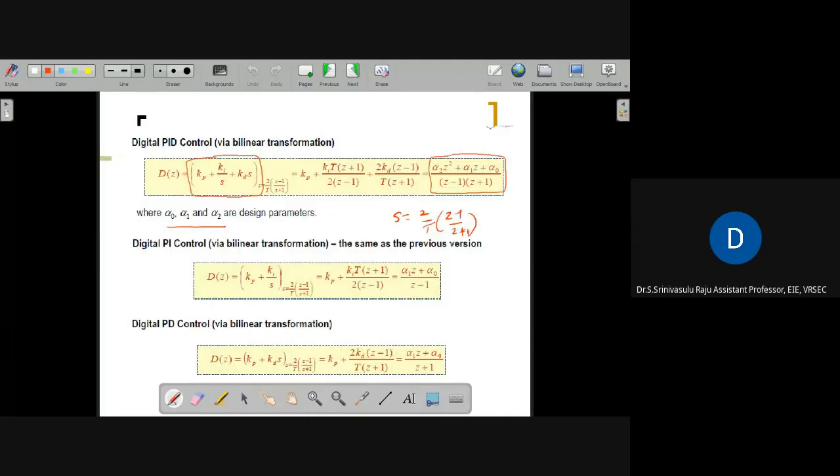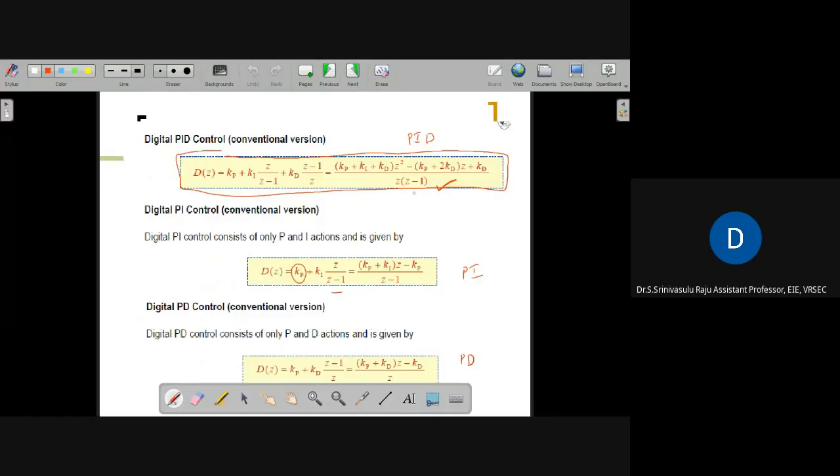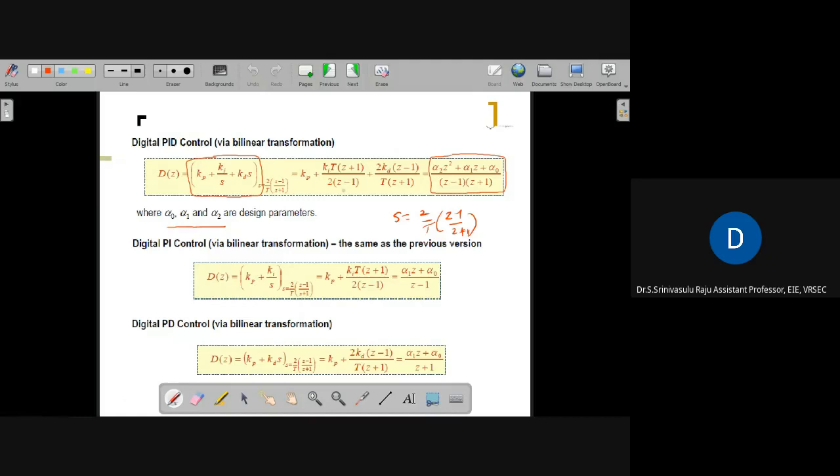But in the case of the digital PID, we have Z by Z minus 1. So always one pole exists at the origin. If you are implementing the conventional digital PID algorithm, one pole is at the origin. But if you are implementing the bilinear transformation algorithm, we do not have a pole at the origin. We have poles at Z equal to plus 1 and Z equal to minus 1, which frame the unit circle, if you are implementing the PID controller using bilinear transformation.